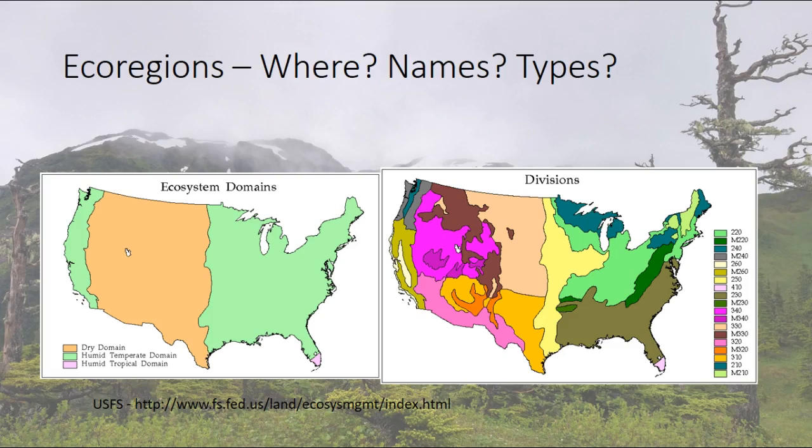So let's take a look at those. The domains in the United States are the dry domain, which we're definitely in here in Colorado, the humid temperate domain that takes up most of the rest of the United States, and down here on the southern tip of Florida we get the humid tropical domain. Then we break that down into your 14 divisions, remember now based on physiography as well as climate, and we start getting some distinctions here, and it's not quite as uniform.